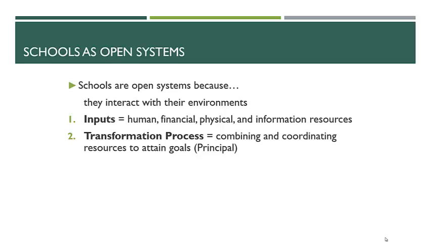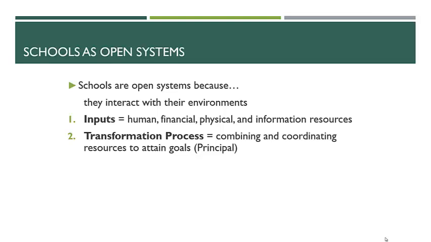The transformation process then within this open system, and there are three pieces to this system. The transformation process is what the principal does. Combines and coordinates the resources to attain the goals. So this is why we started with Standard 1. What's the vision and mission of the school? And that's why it's important for the principal to determine what the vision and mission is, because then we're going to take Standard 2 and we're going to take the curriculum and we're going to take the teaching and learning and support it with student services and professional development.